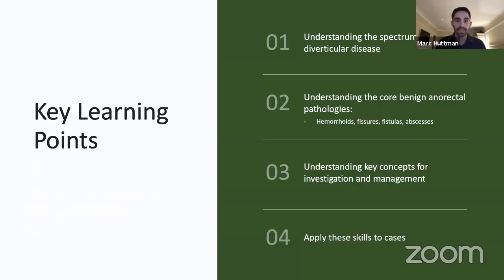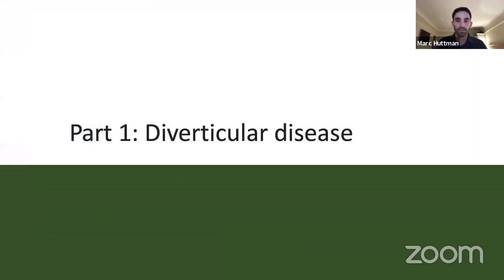So the key learning points for today's session is going to be understanding the spectrum of diverticular disease. It's an umbrella term and it comprises a few different things, but we're going to split the talk into two parts. So that'll be the first part. The second part will be understanding the core benign anorectal pathologies, which is a very broad topic, but I've chosen to cover the four commonest things that you'll come across when you're on take working as a surgical doctor, but also the things that come up in the exams the most. We'll be understanding the key concept for investigation and also management, and then apply these skills to some MCQ cases at the end. So let's go straight into part one.